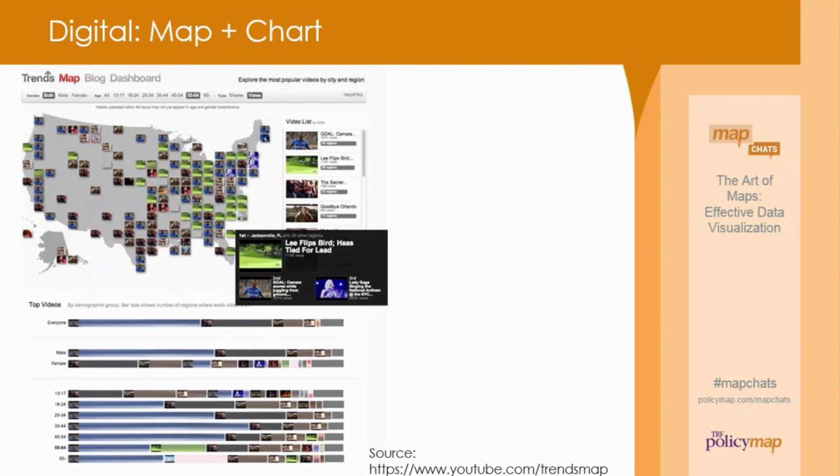Another digital technique that borrows from the analog world as well is the juxtaposition of a map with a timeline below it. This is a project released by YouTube recently called YouTube Trends. It combines a map of trending videos with timelines and information on those top videos.